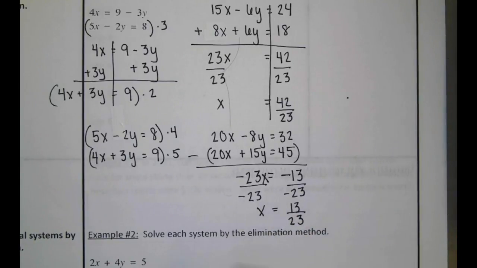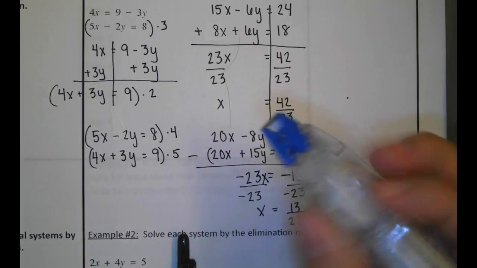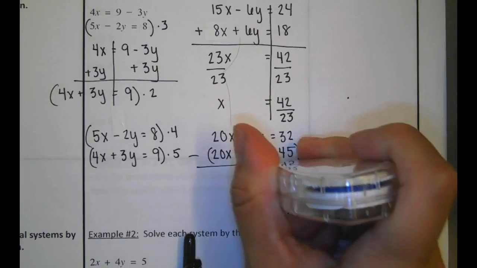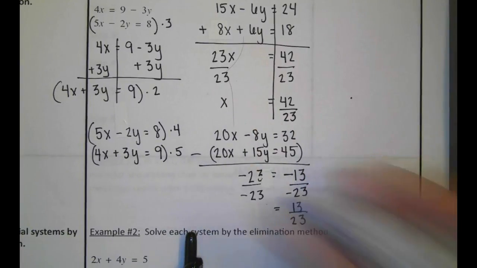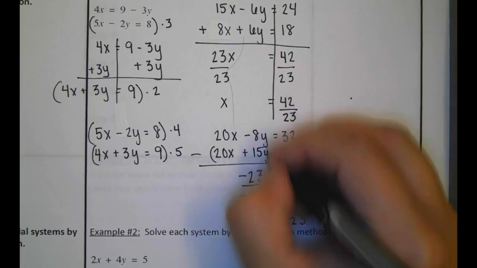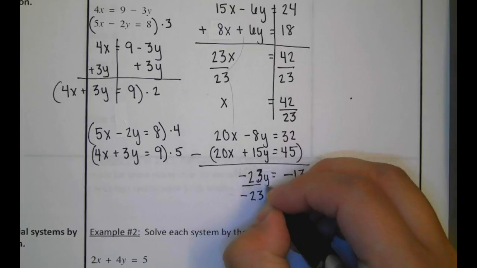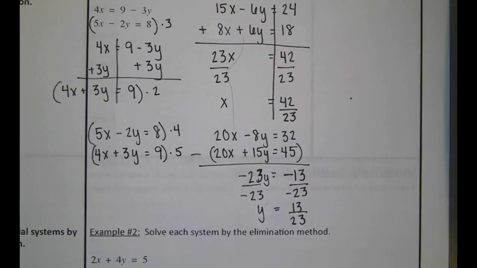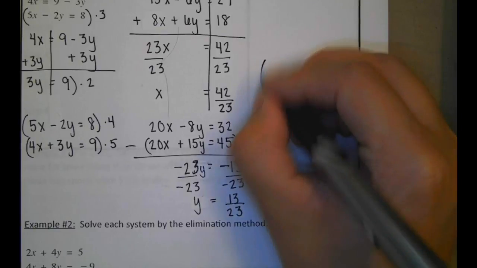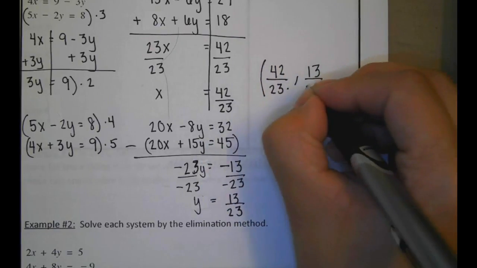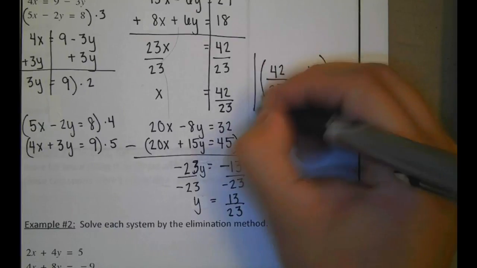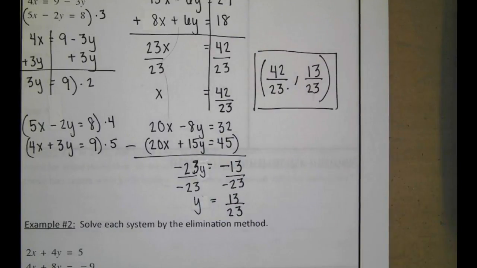Sorry, I'm making all kinds of mistakes. These are my y's. There we go. Okay, this is y, not x. Very important. Okay, so now I have my x and my y. So my answer is 42 over 23 and 13 over 23.